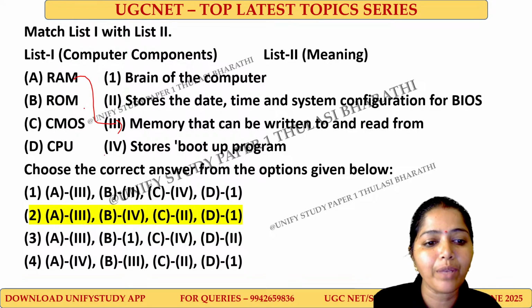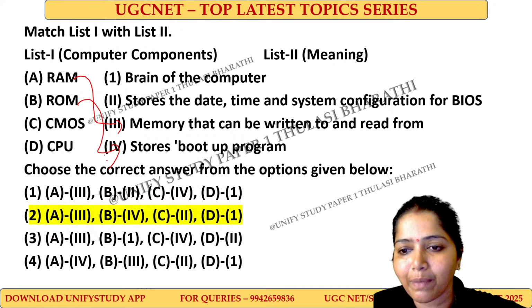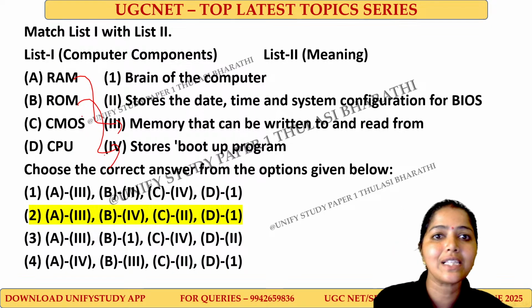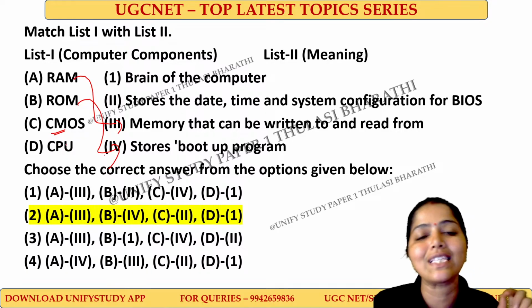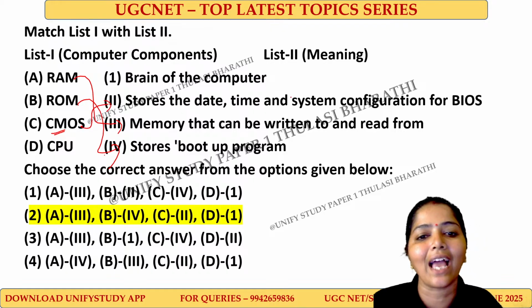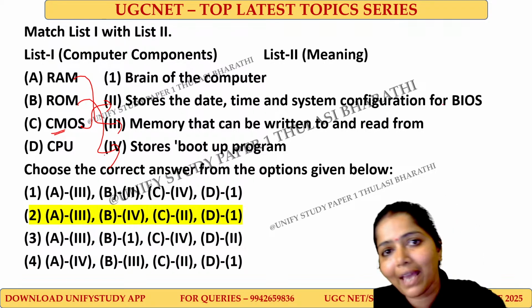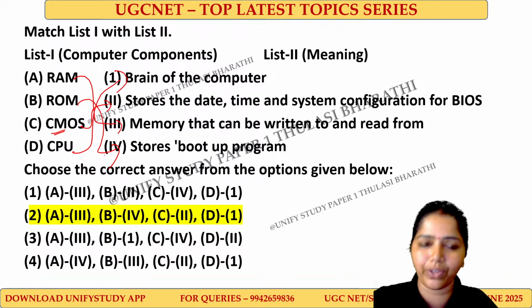Read only memory means what? Where it stores the boot up program. All the operating system related files will be there in the boot up program, that is read only memory, we cannot write over it. And then here we have a CMOS, complementary metal oxide semiconductor. CMOS is to store the date, time and the system configuration for BIOS, okay. And CPU, as you all know, is said to be the brain of the computer.